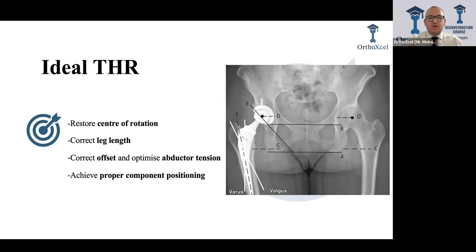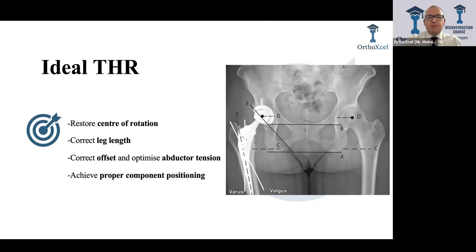So restoring the offset will give you a normal abductor tension, which will achieve proper stability and at the same time minimize the stresses over your hip and give your hip more longevity. You definitely need to achieve a proper component position, so you don't have any overloading at any point of your component. You need the component to have even loading on all parts of the component, both for the acetabulum and for the femur.